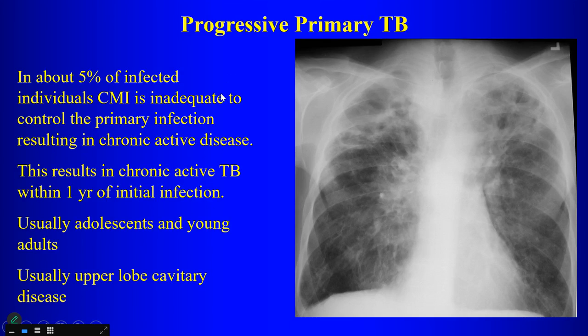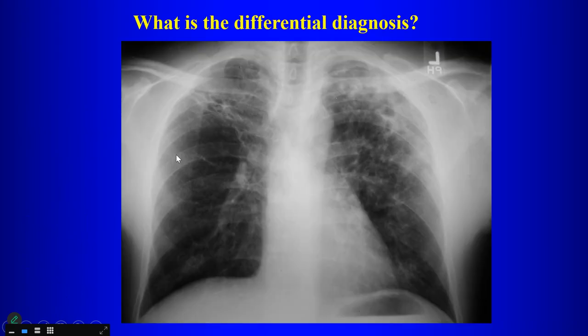Progressive primary TB. In some individuals, the cell-mediated immunity may be inadequate to control the primary infection. They get chronic disease. So it results in chronic active tuberculosis within 1 year of the active infection, especially in younger patients, usually upper lobe cavitary disease. So we're all used to looking at that from tuberculosis.